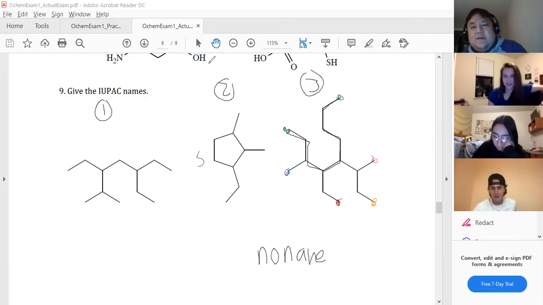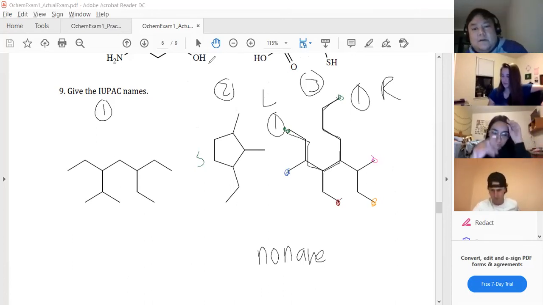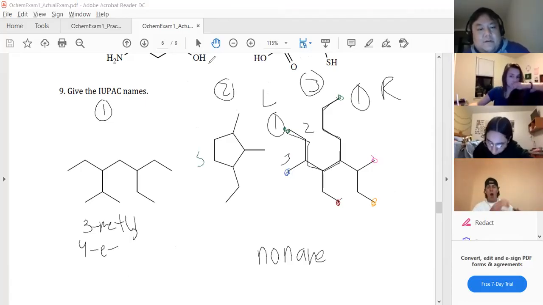So which one are we going to make number 1? Are we going to make this number 1, or this number 1? The left one or the right one? Left, because that'll give us lower numbers. So we have 2, 3, we have a methyl, so 3 methyl. 4, we have an ethyl, and I'm just writing them out, and I'll rearrange them once they're drawn.